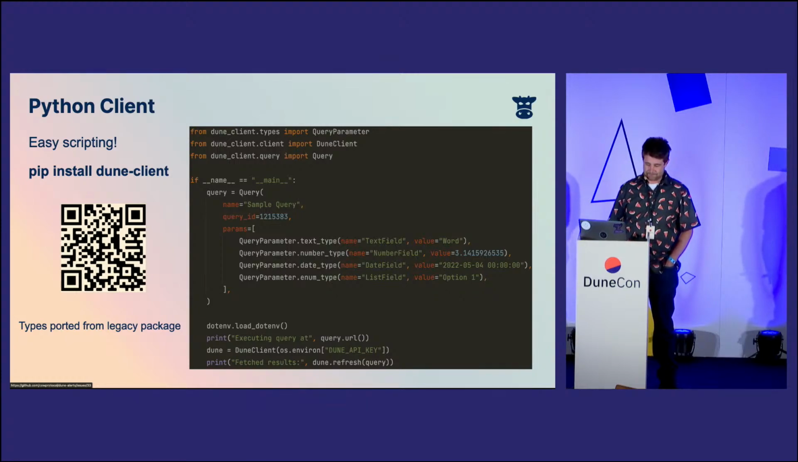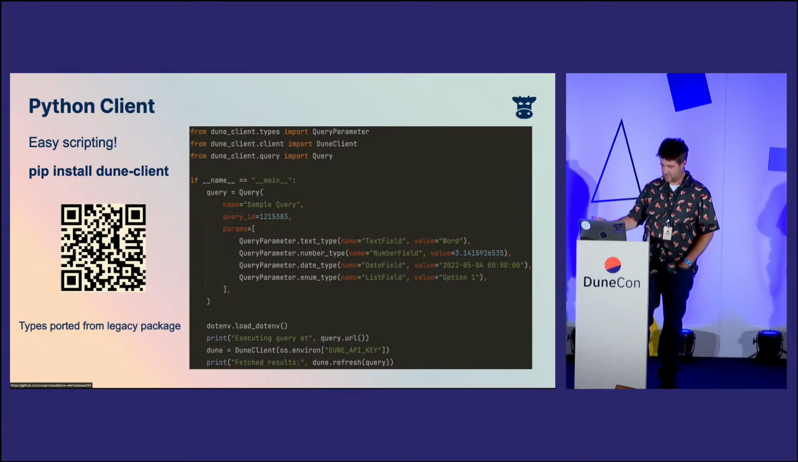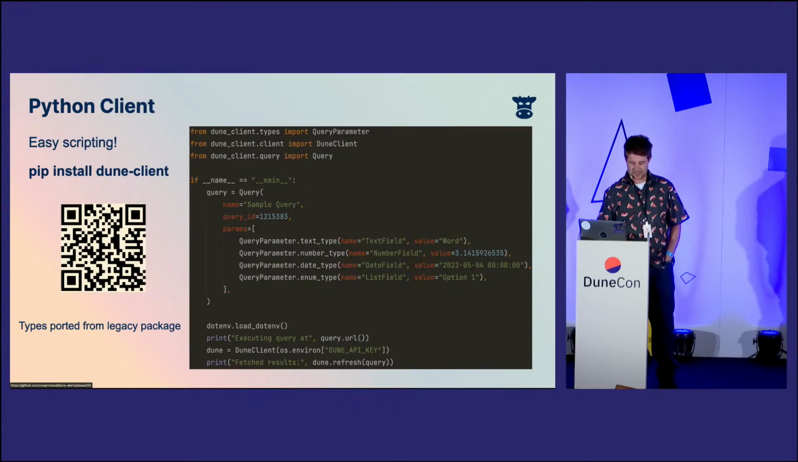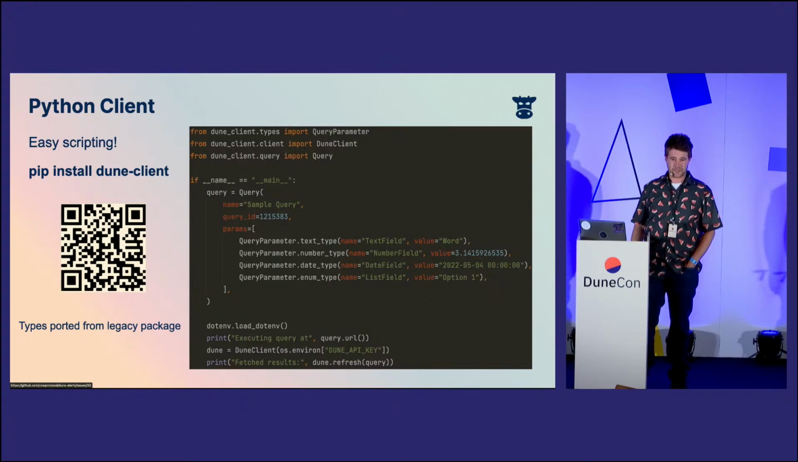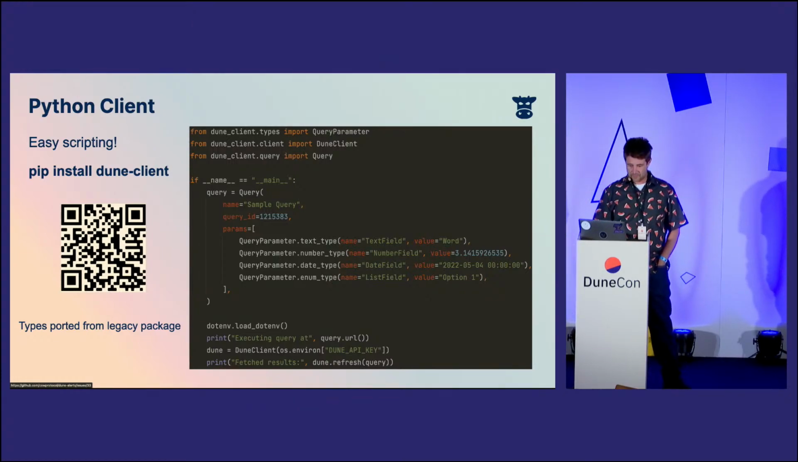You can call Dune.refresh. The client itself really just takes the API key, you give it a query, and refresh. So this is pretty much how easy it is to start fetching data or pulling it directly from Dune via the API. There's a link here to the GitHub repo.